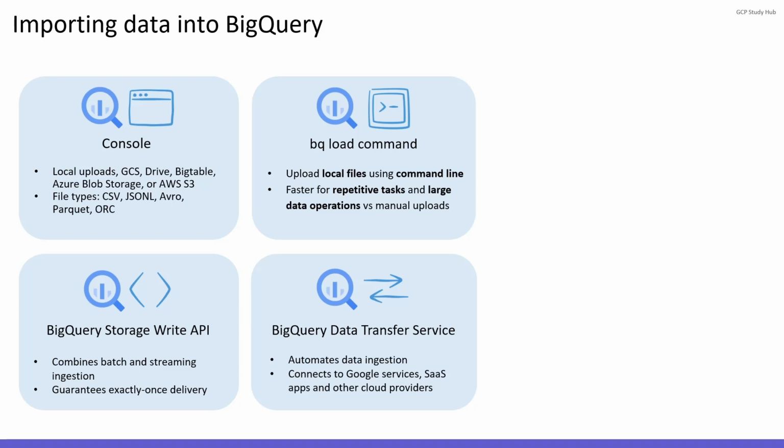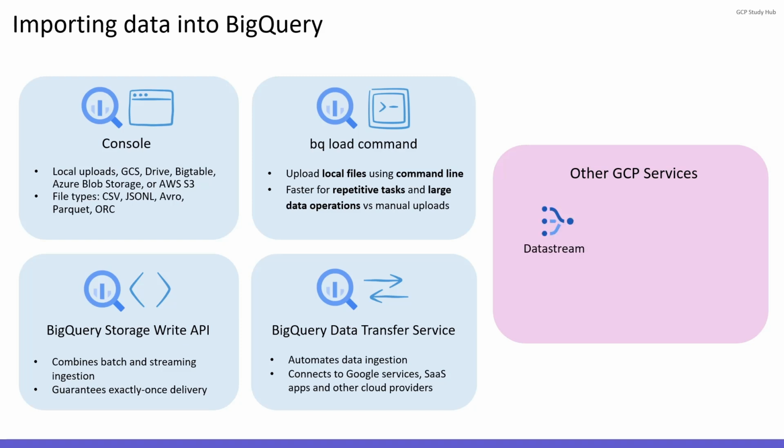And beyond these direct methods, BigQuery integrates with other GCP services to handle more complex pipelines. For instance, you might use Datastream for continuous ingestion or Dataflow for batch or stream processing. You could also utilize the managed service for Apache Spark for Spark jobs, Pub/Sub for real-time messaging, or Data Fusion for visual pipeline building.